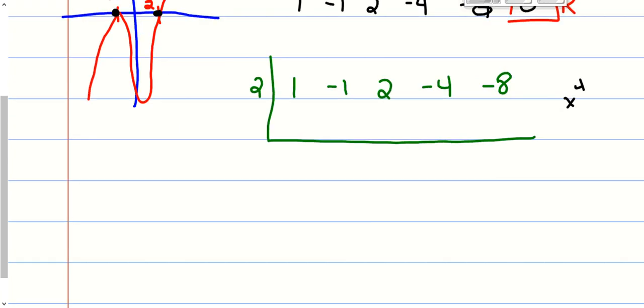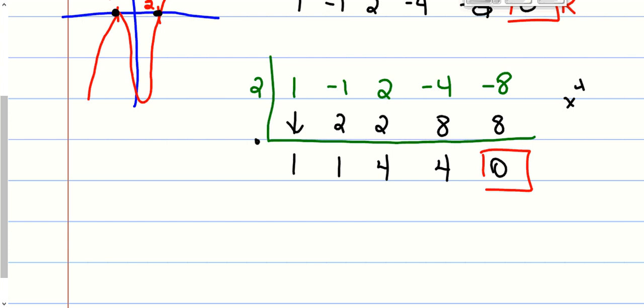So we can kind of keep track of that. Now, drop your 1. Multiply by the 2 in the front to get 2. Add -1 plus 2 gives me 1. Multiply times 2 to get 2. Add down to get 4. Multiply by 2 to get 8. Add down to get 4. Multiply to get 8. Add to get 0. Again, we have a remainder of 0, so this works out as a solution to our equation.